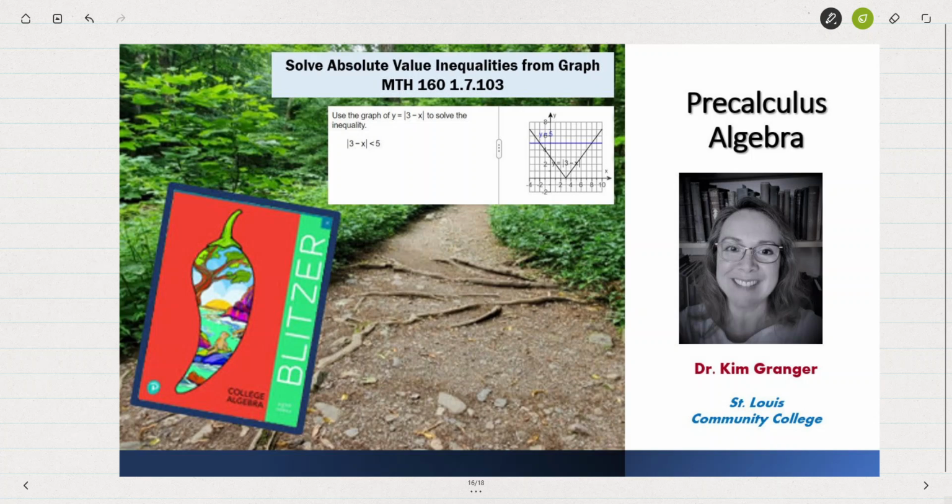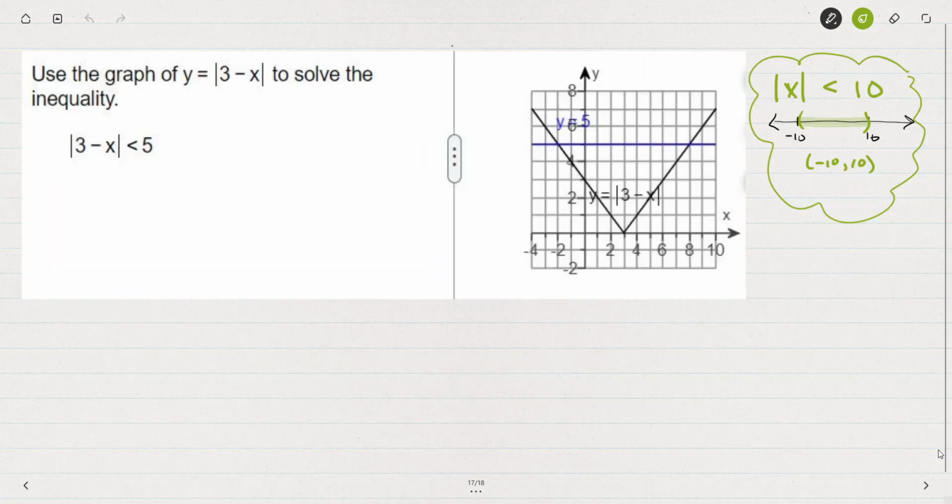In this example, we will look at how we can solve an absolute value inequality by graphing the inequality and a horizontal line. So we'll look at a horizontal line and the graph of the absolute value and look at how to solve the inequality that way.